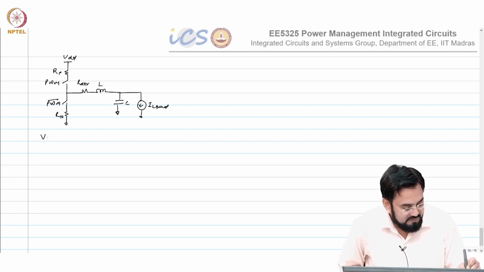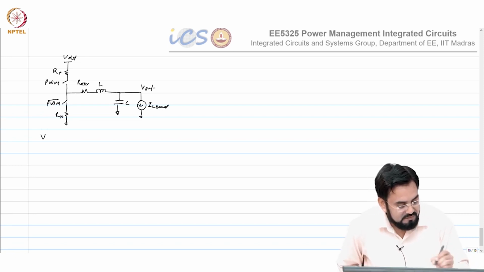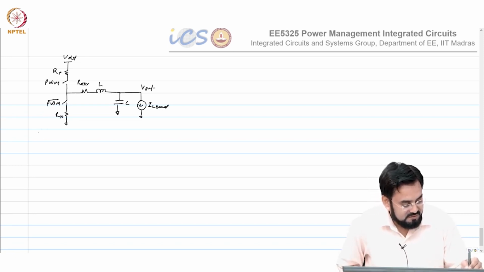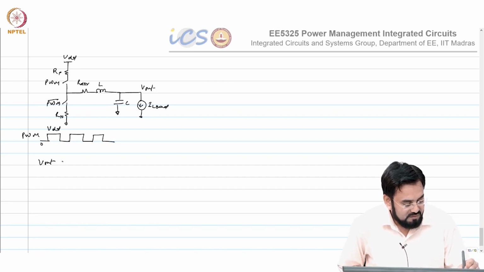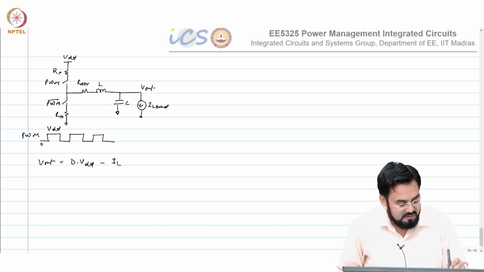So, what will be the output, V out? If this is your PWM signal, the duty cycle of D times VDD minus I load into what?